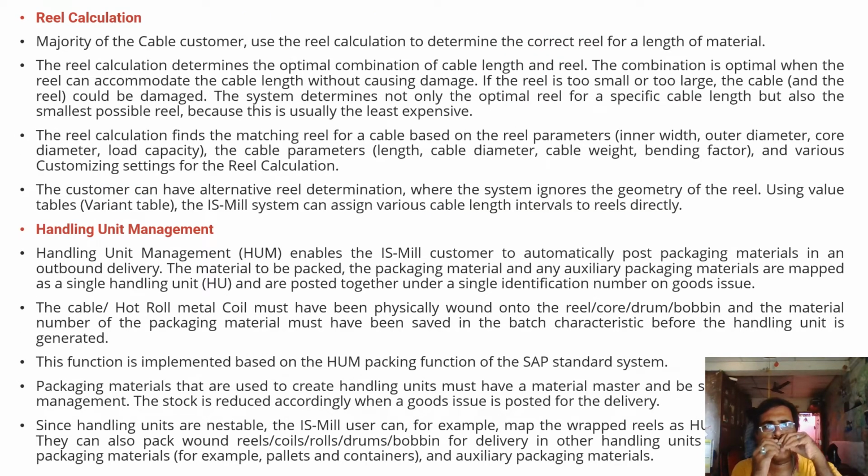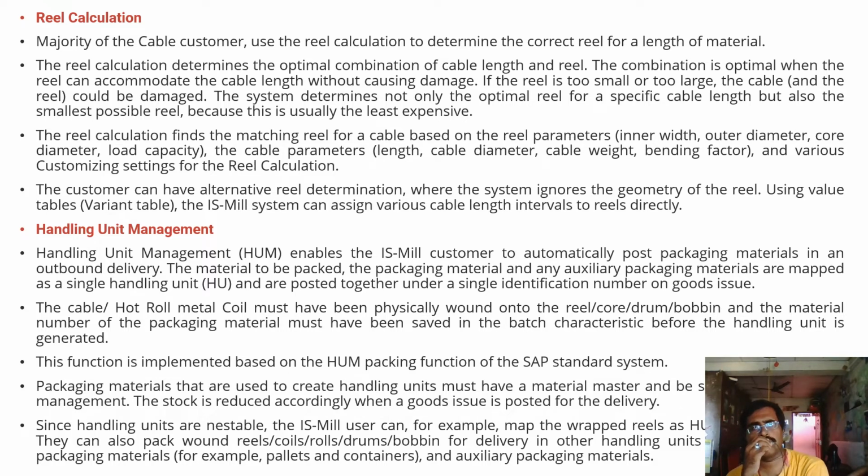And now we have reel calculation. The majority of cable customers use a reel calculation to determine the correct reel for a length of material. The reel calculation determines the optimal combination of cable length and the reel. This is the case of TNAB, right? I mean, laying copper cable for transmission lines. So the combination is optimal when the reel can accommodate the cable length without causing damage. If the reel is too small or too large, the cable and the reel could be damaged.